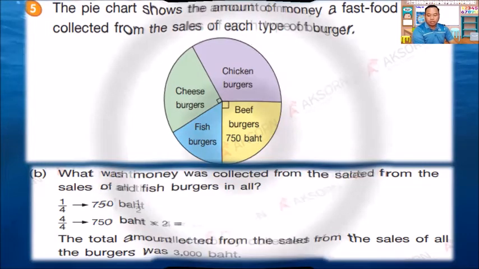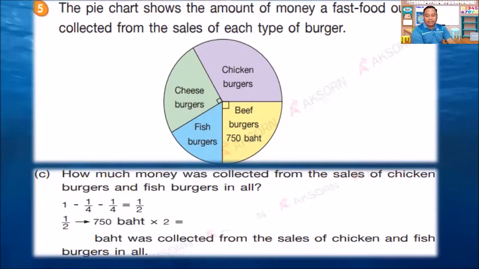Easy. Question letter C. How much money was collected from the sales of chicken burgers and fish burgers in all? The whole amount is one, so 1 minus one fourth equals one half. One half times 750 baht times two. How much? 1,500 baht. So 1,500 baht was collected from the sales of chicken and fish burgers, two types of burgers. Understand?